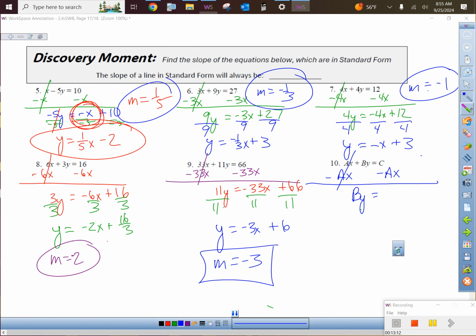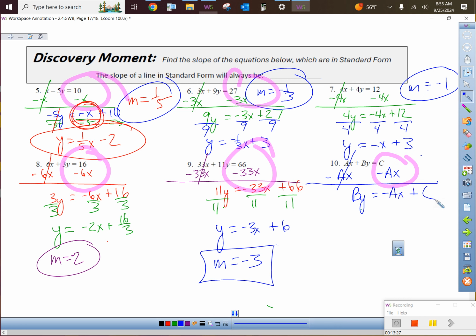Hey, are these like terms? They have not been at any of these times, right? Because one of them has an X with it and the other one does not. Are you with me on that? They are not. Which order do you want to put it in? Negative AX plus C. Yeah.